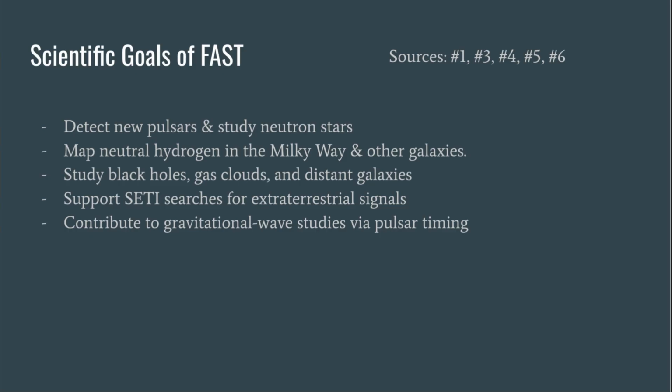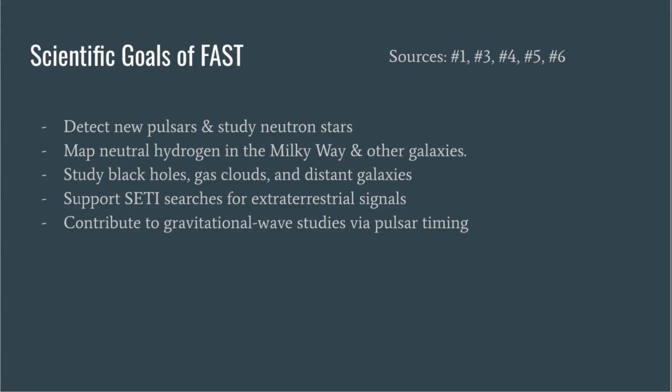So FAST has several major scientific goals, all of which directly connect to topics that we've been discussing in our astronomy classes. First, FAST is built to detect pulsars, which are rapidly rotating neutron stars that emit radio pulses. FAST's sensitivity makes it ideal for discovering new pulsars and studying their timing, which even contributes indirectly to gravitational wave research. Another core goal is mapping neutral hydrogen in our galaxy and also in nearby galaxies.